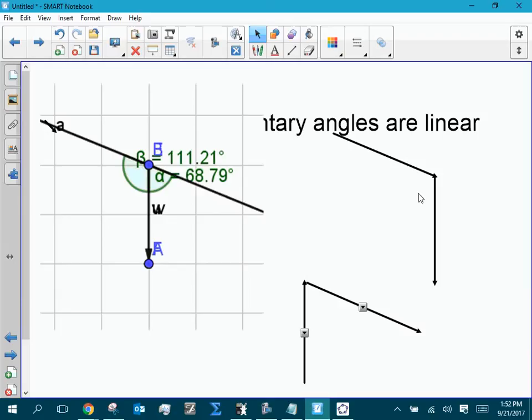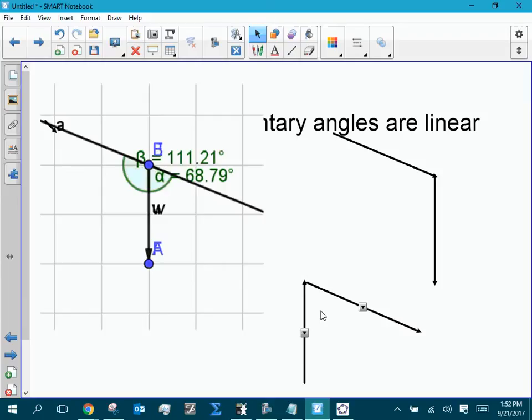Is this one still 111.21? Yeah. Is this one still 68.79? Yeah. Do they still add to 180? So are they still supplementary? Yes. But are they a linear pair? No, they're not. They're not stuck together. They're not adjacent to be a linear pair. They have to be adjacent to be a linear pair. They can still be supplementary. Is that all right, everybody? But once they're adjacent, they become a linear pair.